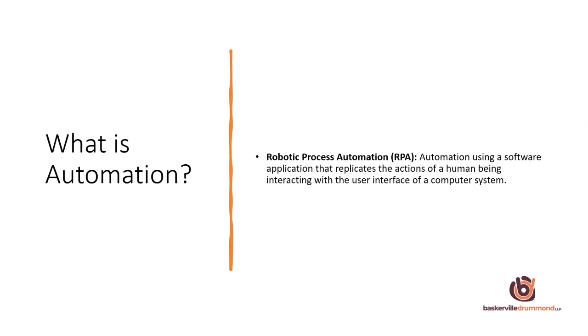But essentially, what is automation? What are we talking about? Well, we've already referred to robotic process automation, or RPA. And essentially, this is a process of using a software application to replicate what we do as human beings and interact with the user interface of our IT systems to replicate those actions.